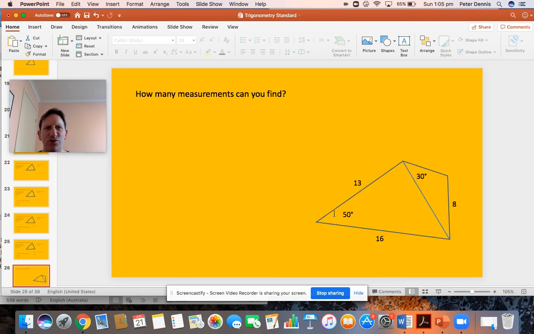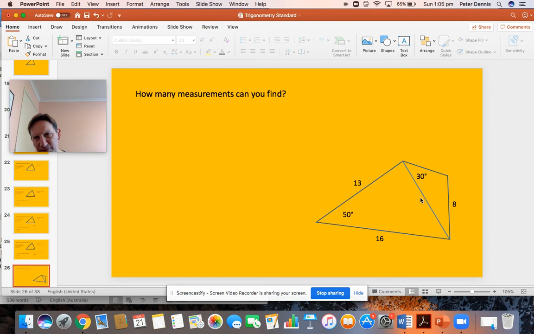Last one, we've got two triangles here in the HSC. They like giving you a question with two triangles. Where are we going to start? We've got more information in this triangle. We've got 3 bits of information. Over here, we've only got 2. So let's start where there's 3.